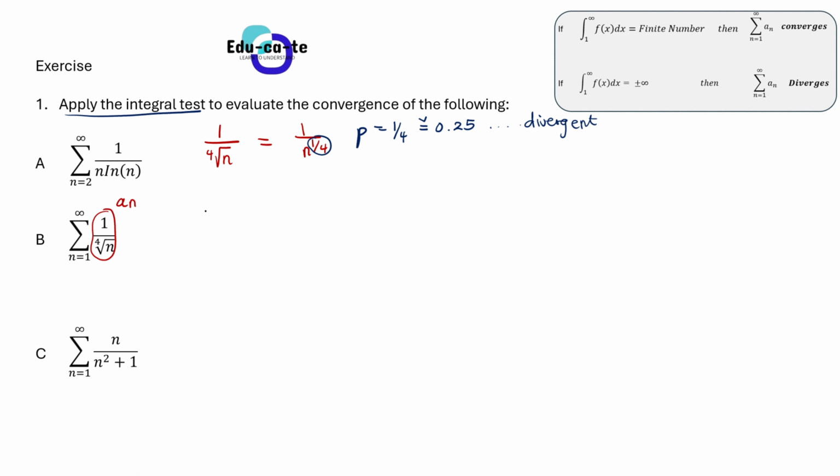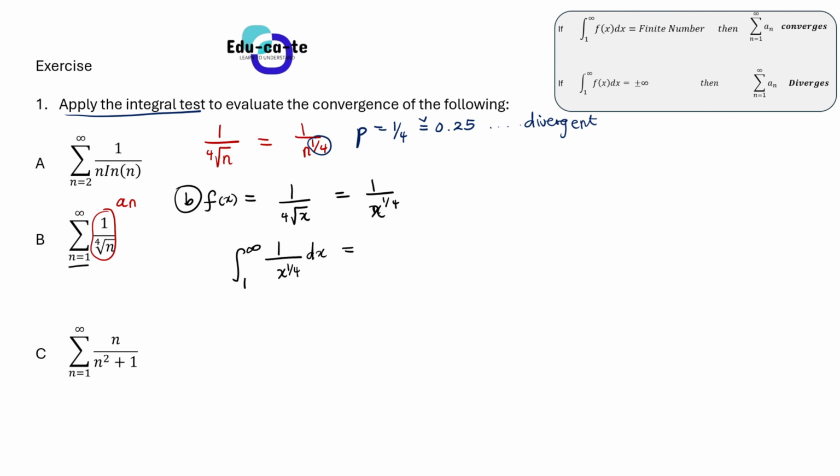So using the integral test, we let f of x be equal to 1 over the 4th root of x. Where there is n, you are just going to replace it with x. And then now you have to find the integral of this. I just prefer to write it as 1 over x to the power of 1 over 4, which is way better to use. Now you find the integral from n equals 1 to n equals infinity of 1 over x to the power of 1 over 4 dx.